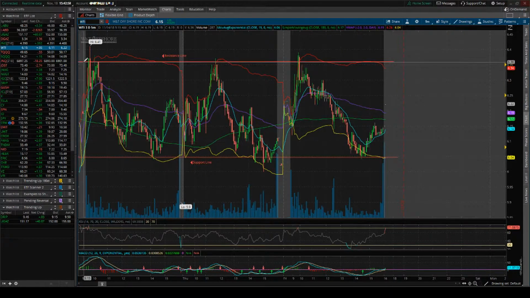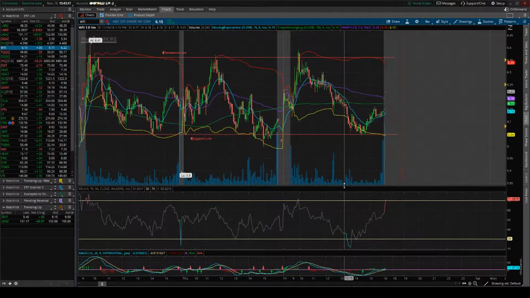So if you can recognize these patterns, then if this pattern continues, you have an idea of when would be a good time to buy and when would be a good time to sell. Now you have other tools at your disposal.